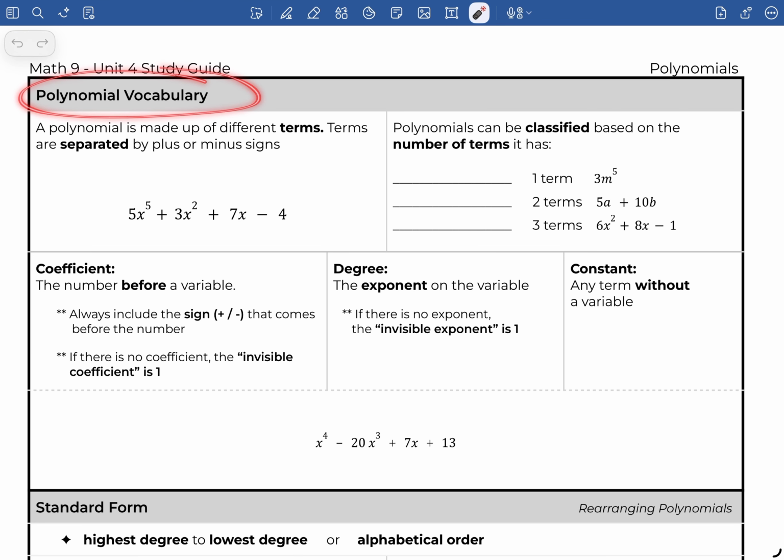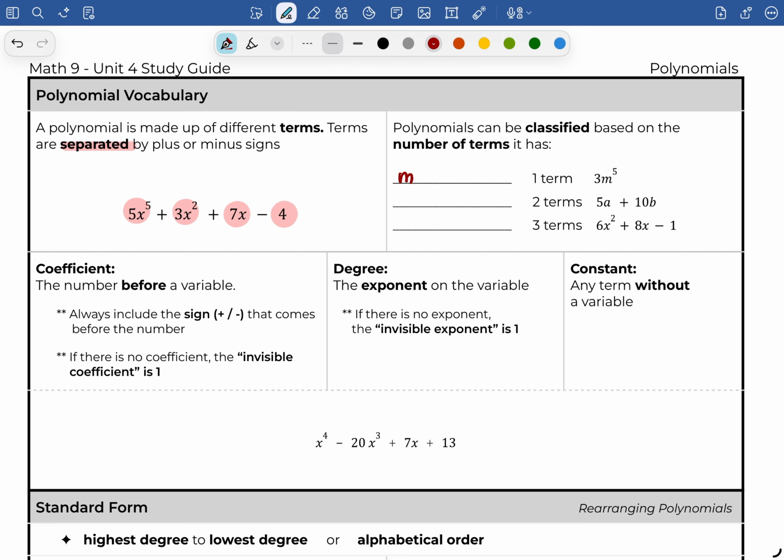So, polynomial vocabulary. A polynomial is made up of different terms, and we can identify terms by the things that are separated by plus or minus signs. So here, these are our different terms. Those pluses and minuses really are breaking it down. We have some fancy words to classify things based on the number of terms. What do we call it if there's only one term? Monomial. Which I find hard to say sometimes.